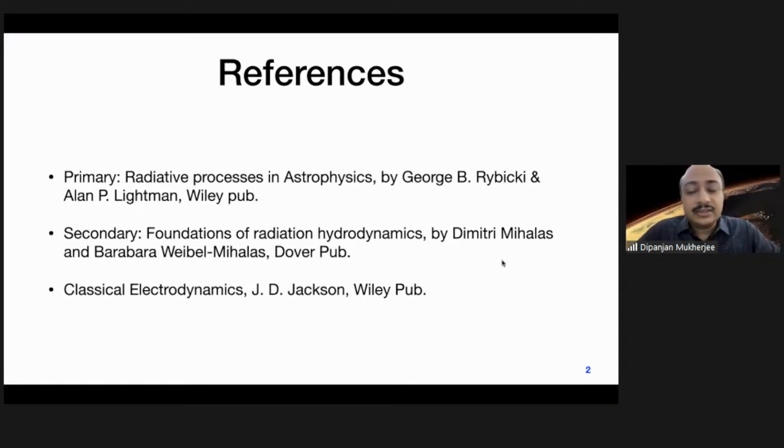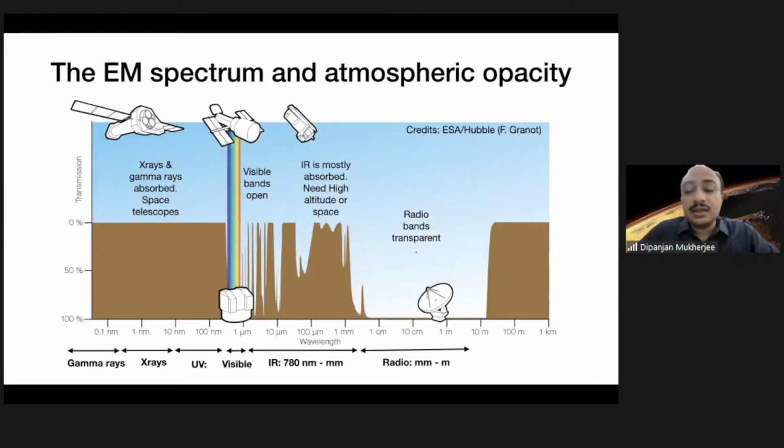There's a second very interesting book called The Foundations of Radiation Hydrodynamics by Mihalas and Mihalas. This is a bit higher level, but it covers, first of all, very nicely the mathematical foundations of radiative transfer. And more importantly, when you couple radiation with fluids, how to treat the ensuing fluid dynamics of it. And of course, the standard master's level textbooks of electrodynamics like Jackson. Okay.